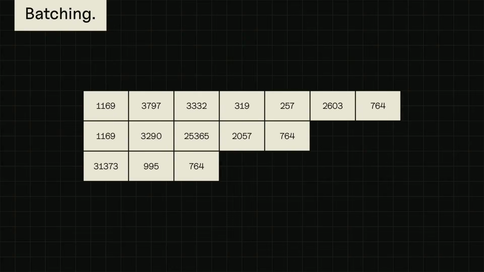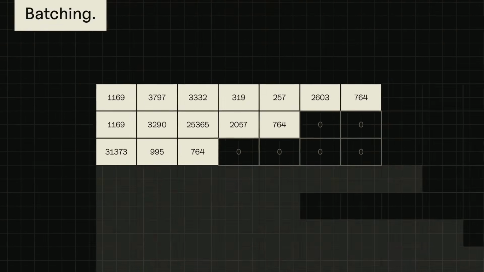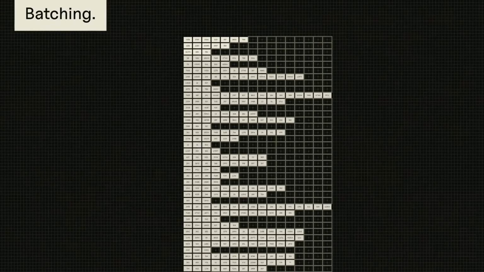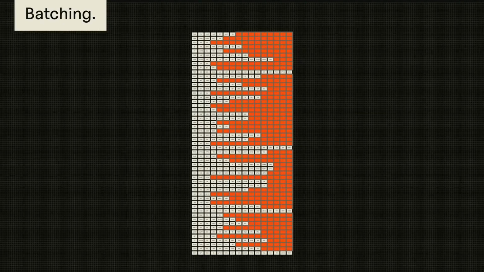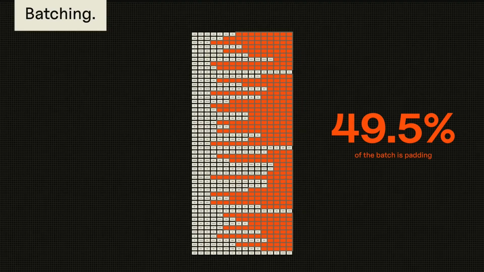One way to construct this matrix is by padding shorter sequences with zeros so that every row has the same length. But if you do this to every single sentence in the dataset, we notice that almost half the sentences will now be filled with zeros. This wastes compute since the model ends up processing a large number of zeros.